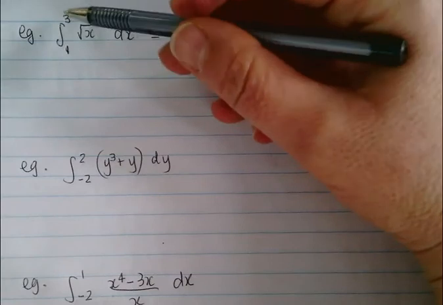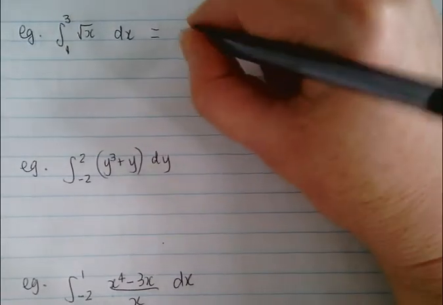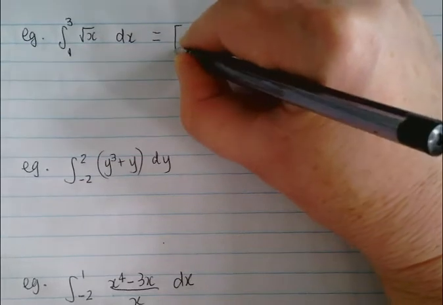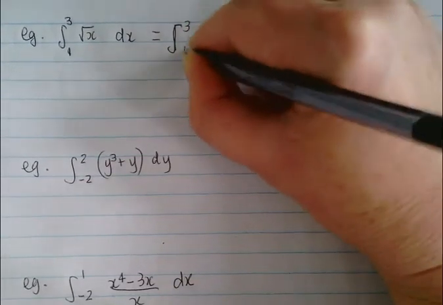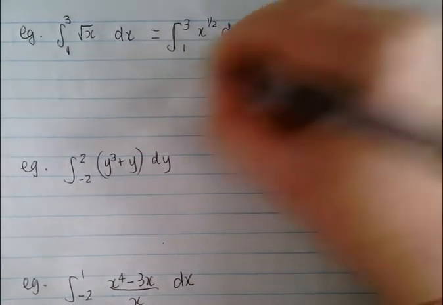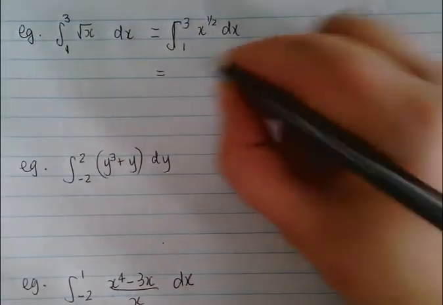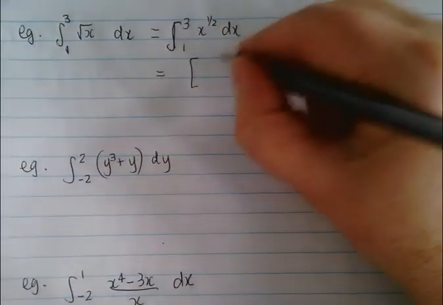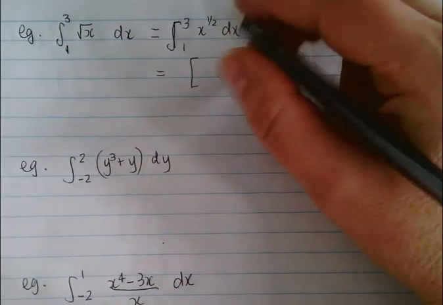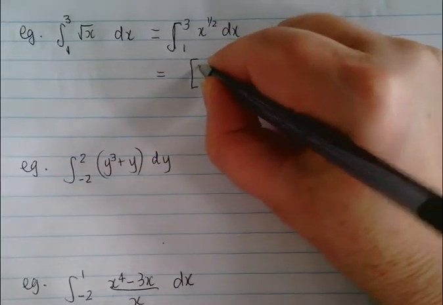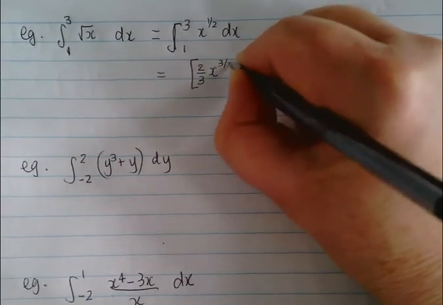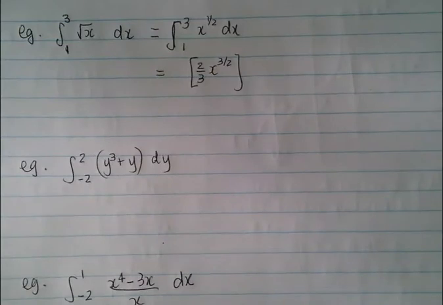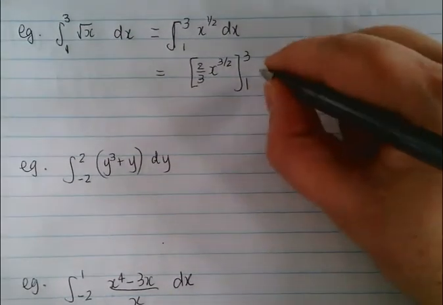Integrate root x between the values of 3 and 1, dx. What do you do? That's the same as integrating x to the power of a half dx between 3 and 1, which is, what do we get? x to the 3 on 2 over 3 on 2, which is 2/3 x to the 3 on 2. Instead of dividing by 3 on 2, you times by 2/3, then substitute the values of 3 and 1.